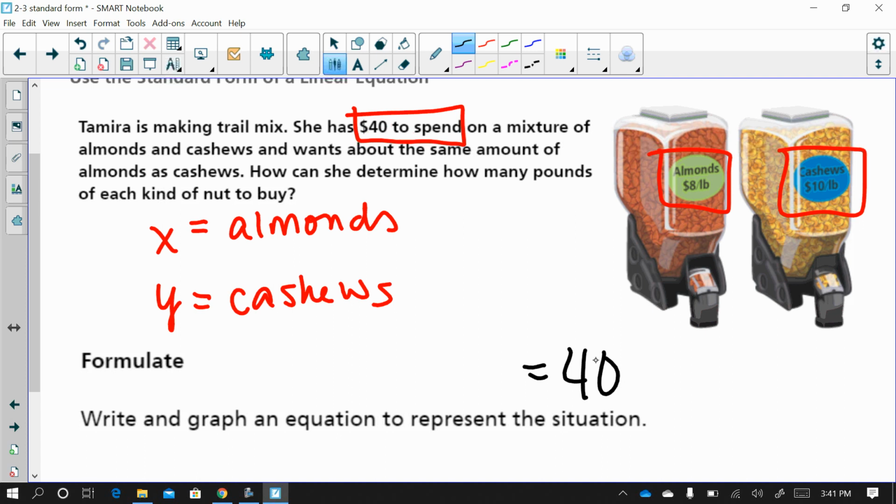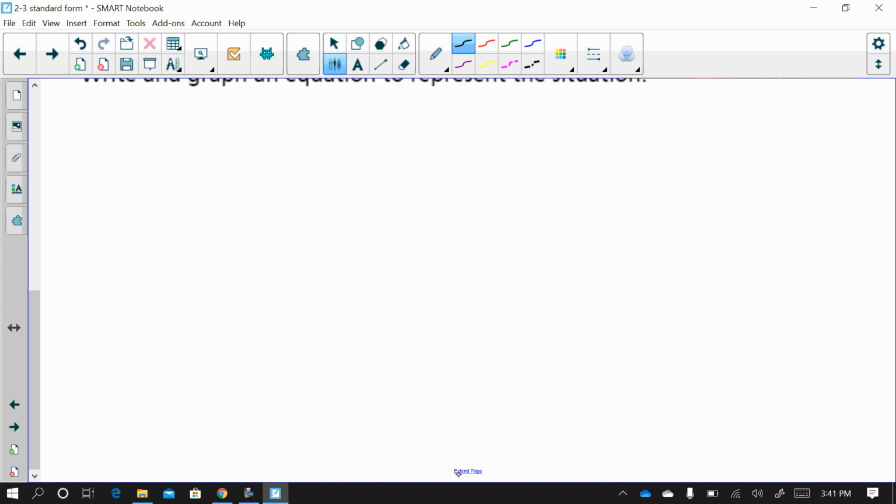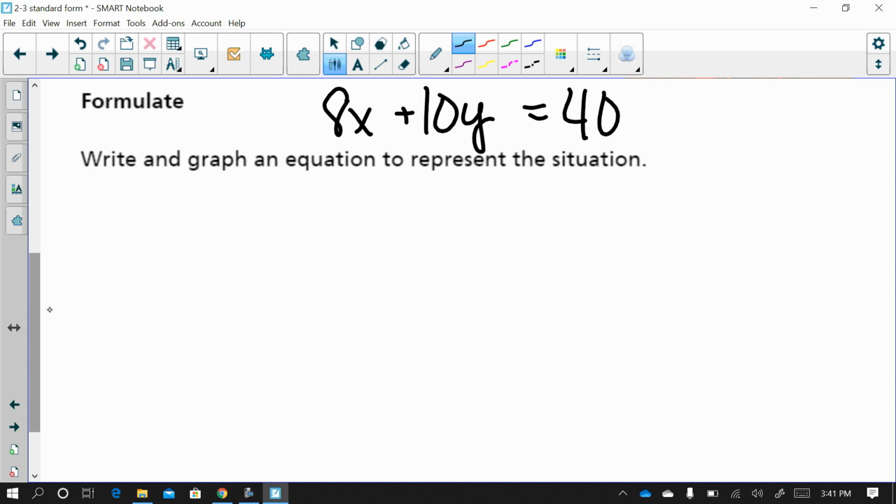Okay, so standard form is what we're working with. So let's talk about almonds. So x is almonds. Do I know anything else about almonds? Oh, almonds are 8. So let's call that 8x. Okay, she wants a mixture. So to me, a mixture means plus. Okay, and y is cashews. Do I know anything about my cashews? Oh, they're 10. So 10y. So there's my equation. Okay, let's go ahead and graph this just for the heck of it.